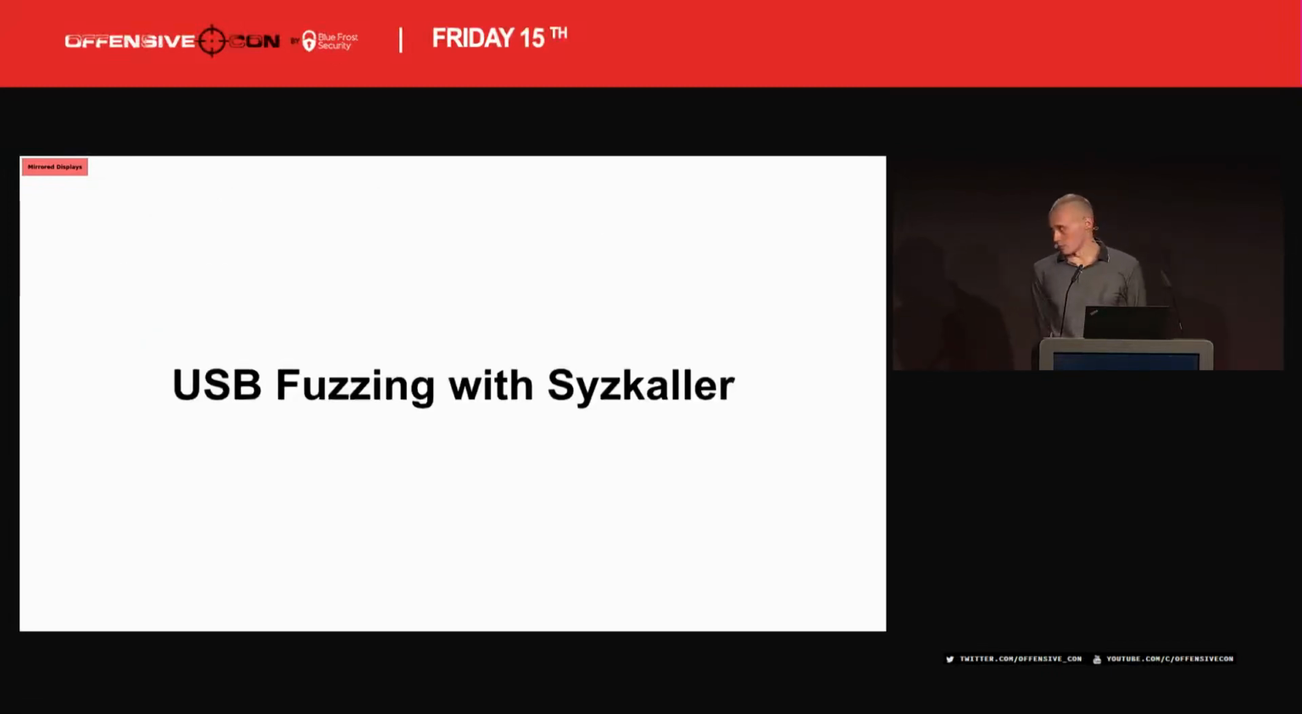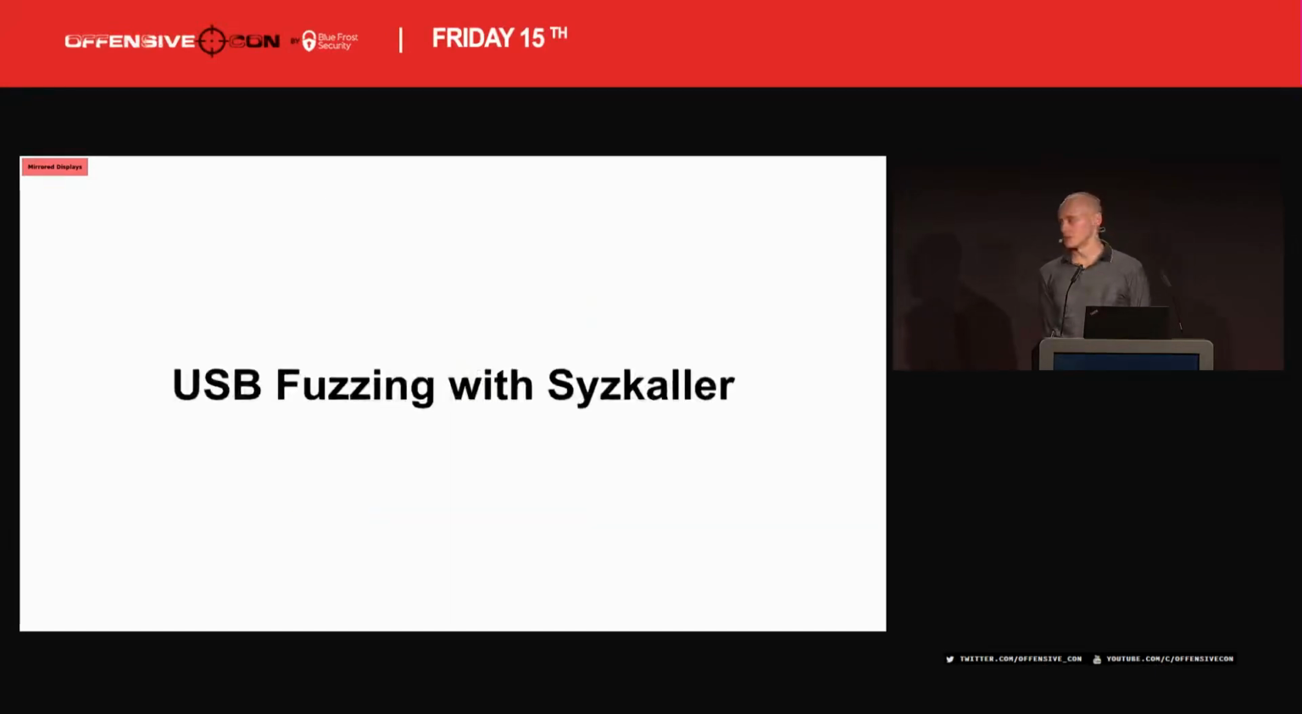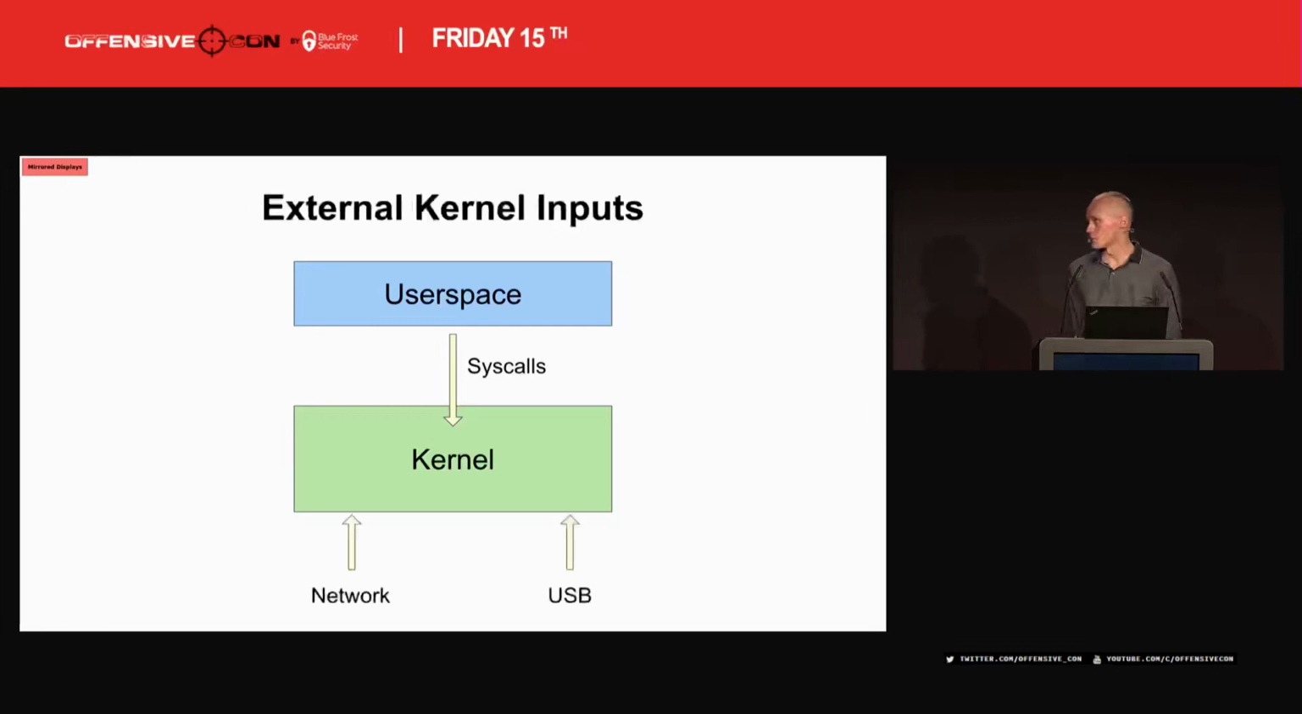Okay, let's go to the main part. What we want to do is to try to fuzz USB with Syzkaller. This is the picture that initially was in our minds when Syzkaller was developed. So you have the kernel, and the kernel is kind of like any other program. It just accepts user input, and this user input can trigger bugs. For the kernel, the user input that's usually mentioned is syscalls, and you issue them from user space.